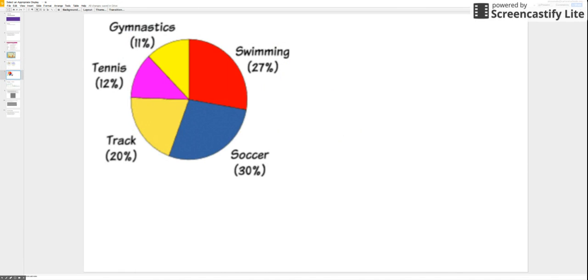And this is an example of a circle graph. So if you notice, this is similar to like your summer project. Maybe what did you do all summer? 27% of the summer you went swimming, 30% you played soccer. Okay, so you can see the part in comparison to the whole thing.